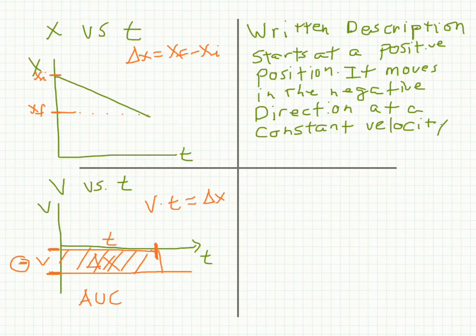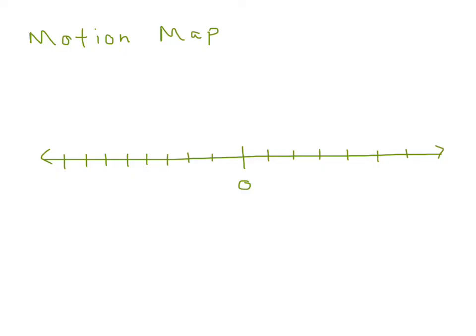So again, more important information that we can pull out of one of these graphs to help us make these other representations. And so with that being said, I want to move on to the last representation of motion that I want to talk about at this time, and that would be the motion map. And so I want to describe that more clearly on the next page.